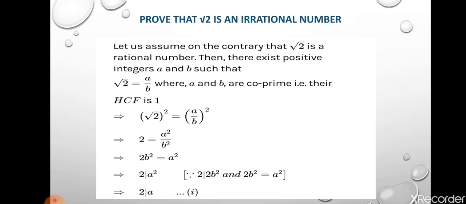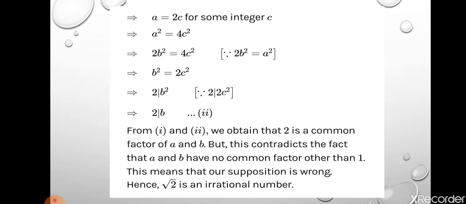If 2b square is divided by 2, and 2b square is equal to a square, that means a square is also divided by 2. So if 2 divides a square, where 2 is a prime number, then according to the statement of the theorem, 2 divides a also. This is your first equation. Now if 2 divides a, we can write it in the form a is equal to 2c for some integer c.